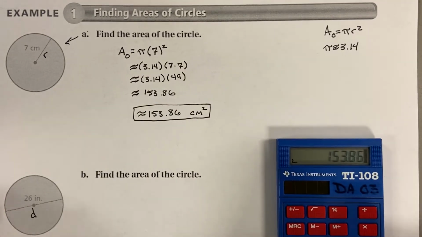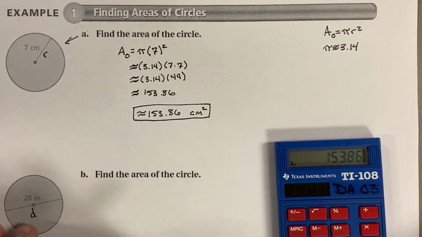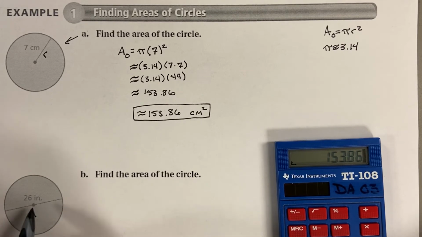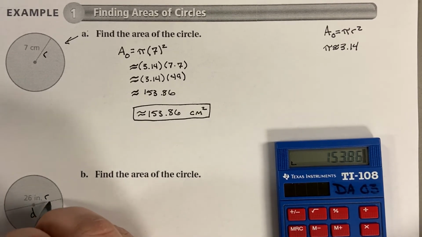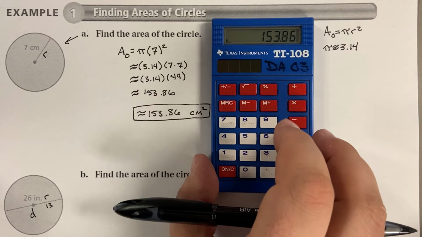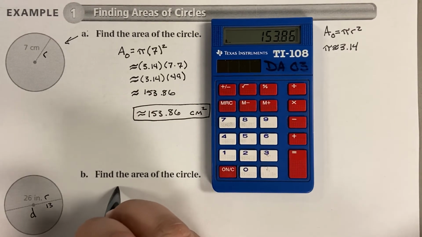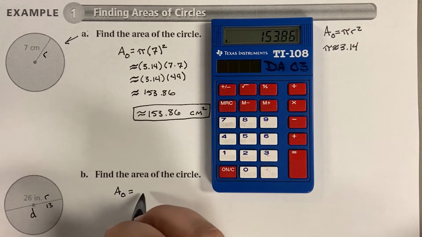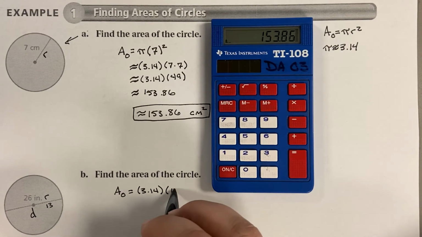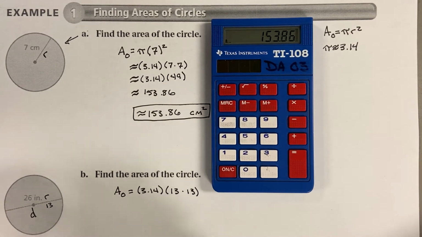All right, here's what happens when we don't have a radius. Down here we have a diameter. We have to realize that a diameter is the longest line through the circle, and we need the shorter line. So that means our radius is half, which means our radius is 13. So now that we have our radius, I'm going to put this guy up here, and I'm going to do the same thing. The area of our circle is going to be equal to pi. In this case, I'm going to go ahead and write the 3.14. I'm just going to write it all out, times 13 times 13.